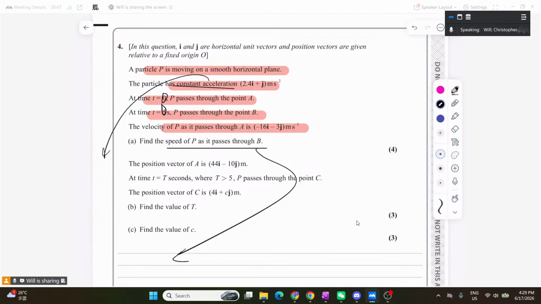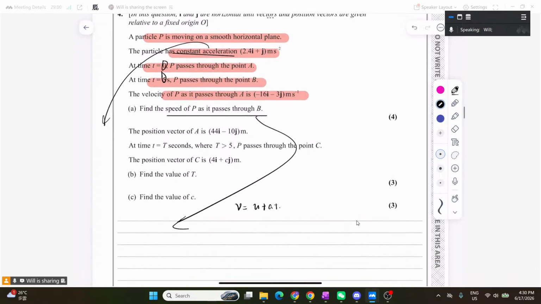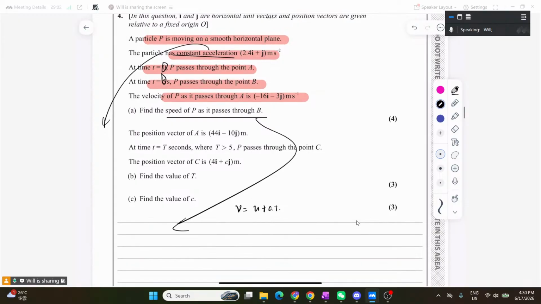So can we use the formula for uniform motion, like we know final velocity equals the initial velocity plus at? Can we use this one? Because t is scalar, okay. Understand? We know the velocity of P when it passes through. This is the final speed, right? Understand?